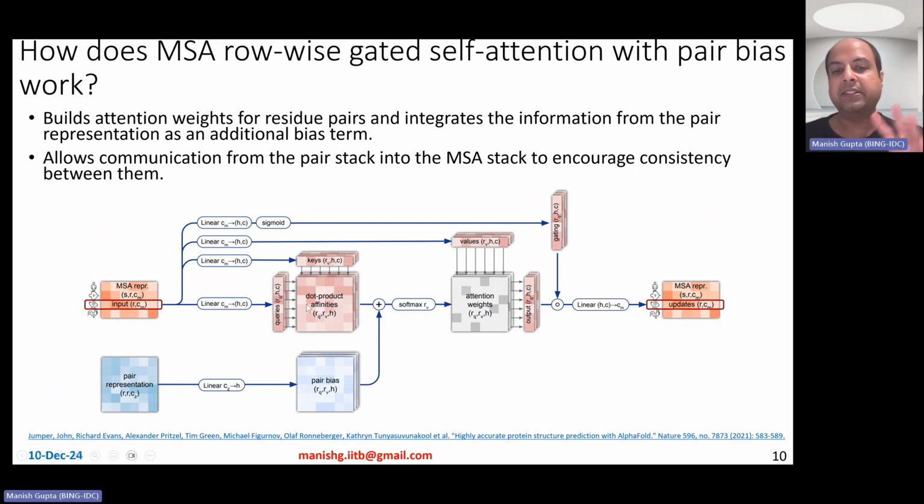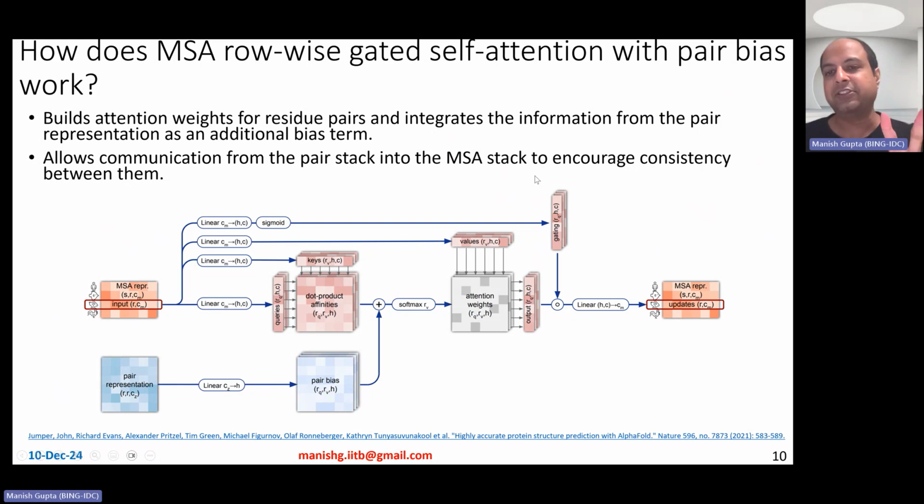Remember, this matrix is residues interacting with each other, and you already have a pair representation which you also add. That is how you make use of the pair bias. The pair representation is biasing your dot product computation, so it's a pair-biased dot product computation. After that, you apply softmax, like typical self-attention, you get the attention weights, you multiply by values, and you essentially get the output.